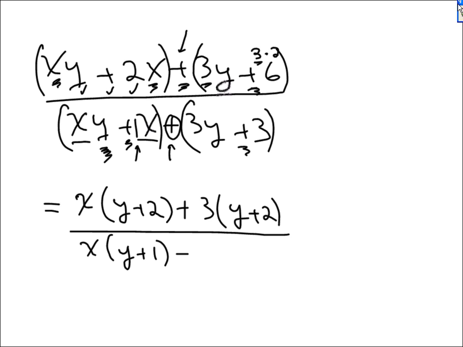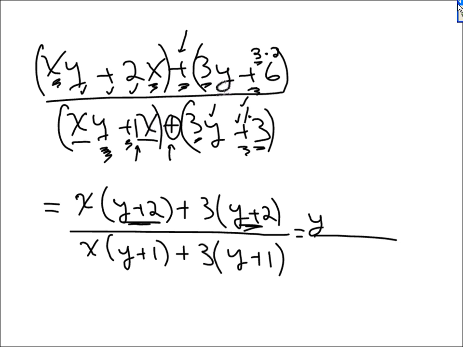Plus. In the second parentheses, you can pull out a 3. And again, it is 1 times 3. So what's left over is y plus, not blank, but 1. Y plus 1. All right. And I know we're doing this correctly because these are both y plus 2's. And after I factor out the y plus 2, I'm left with x plus 3.